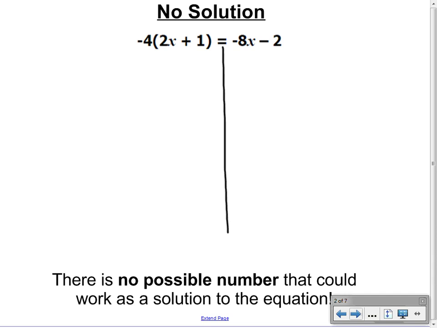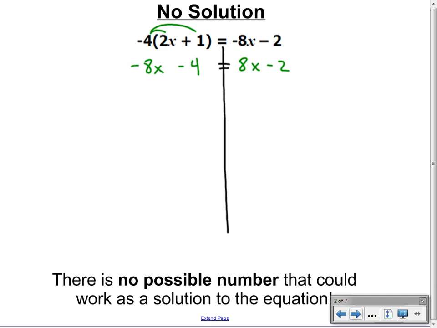Now, on the left side of our equation, we see -4 in front of parentheses, so we want to distribute. So -4 times 2x gives us -8x. -4 times +1 gives us -4. We have our equal sign in the middle, and nothing happened to the right side of our equation, so it stays the same. Now, if we look at each side, is there anything that can be combined together? The left side, we have no like terms. The right side, there are no like terms, so we don't have any combining to do.